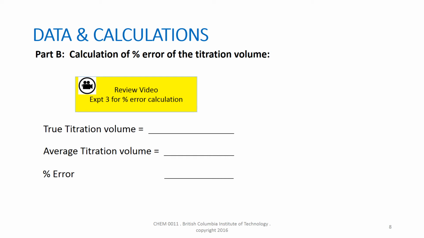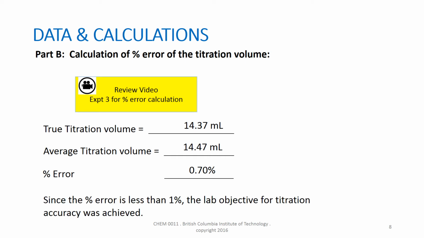Review Experiment 3 video to do the percent error calculation. From slide 7, the true titration volume is 14.37 milliliters. From slide 6, the average titration volume is 14.47 milliliters. Therefore, the percent error is calculated to be 0.70%. In this example, the percent error is less than 1%. Therefore, the lab objective for titration accuracy has been achieved.